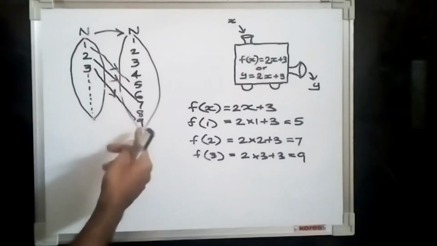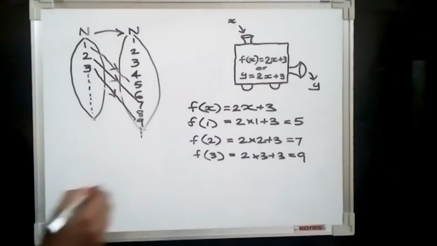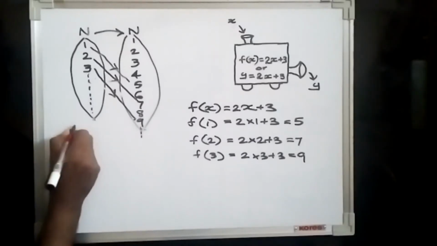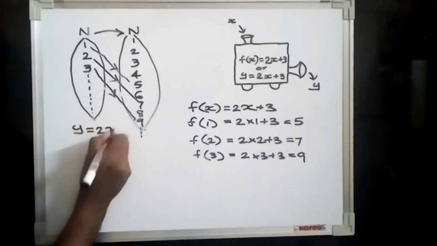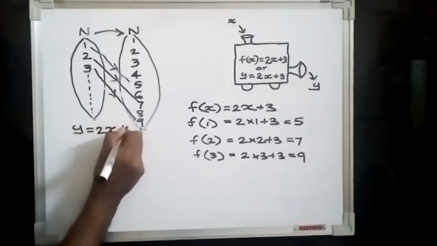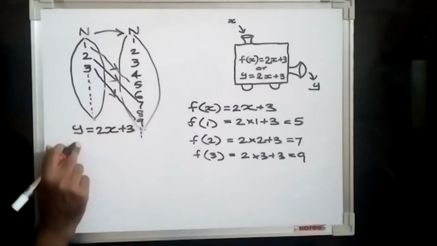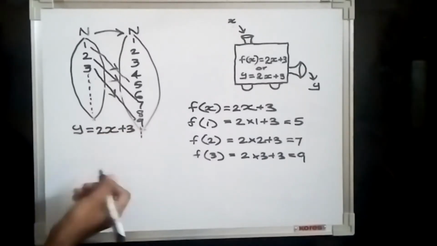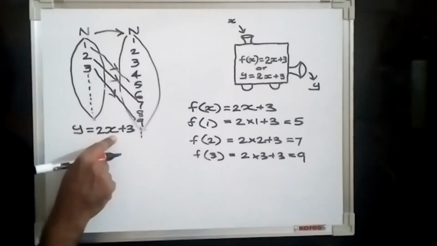And when the output is 9, then the input is 3. We have f of x equal to 2x plus 3, or y equal to 2x plus 3. If we put any value for x, we will get the value of the output y. And we are making a reverse relation. Can we find x from this?